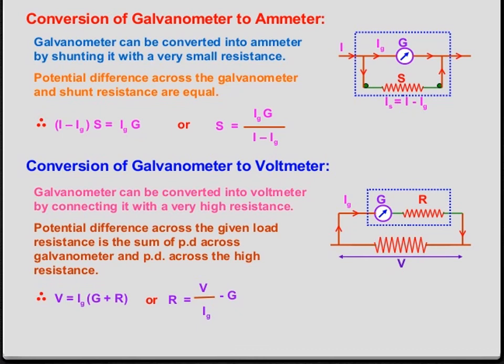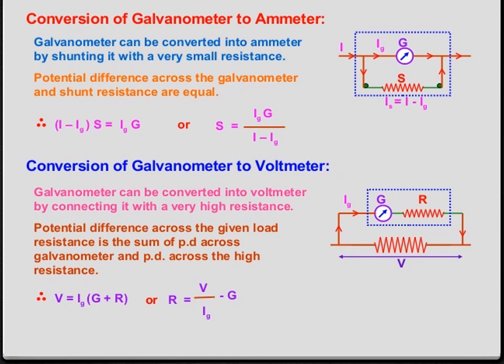So finally, an ammeter is a low resistance instrument, so it is always connected in series. Next, an ideal ammeter has zero resistance. In order to increase the range of an ammeter n times, the value of shunt resistance to be connected in parallel is S equal to Rg by n minus 1.